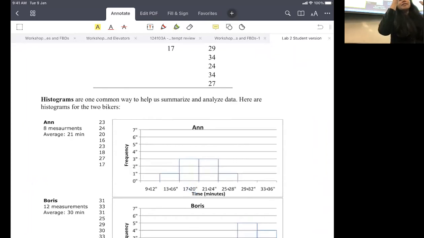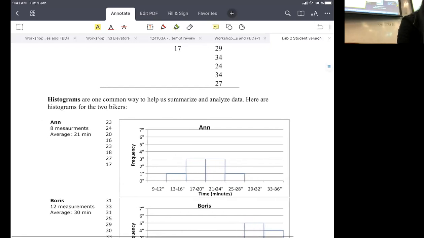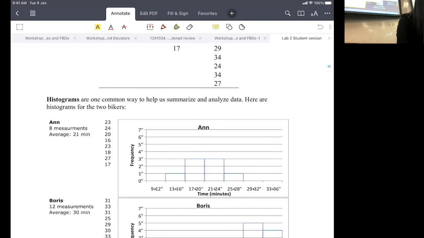So they divided, like, okay, the time is from 9 to 12 minutes, from 13 to 16 minutes, from 17 to 20 minutes, 21 to 24 minutes, and so on. So they divided the total time using intervals, and then you plot how many times Anne walked for 13 to 16 minutes. For example, this first part here, there's only one measurement that's between 13 and 16 minutes.